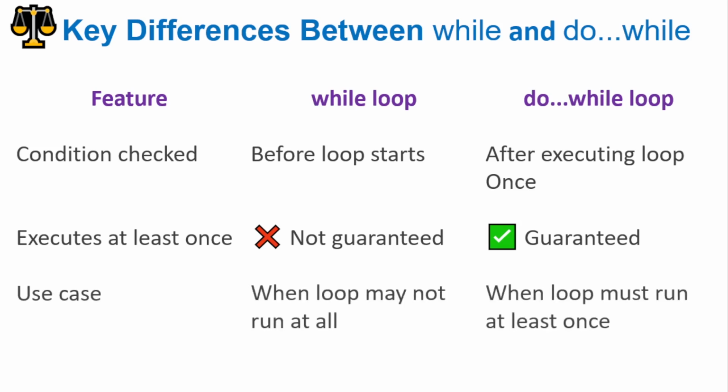Therefore, while loops are used when it's possible that the code inside the loop may not need to run, whereas do while loops are ideal when the code must be executed at least once before checking the condition. In conclusion, use while when you want to check a condition before entering the loop. Use do while when you want a code block to run at least once regardless of the condition.